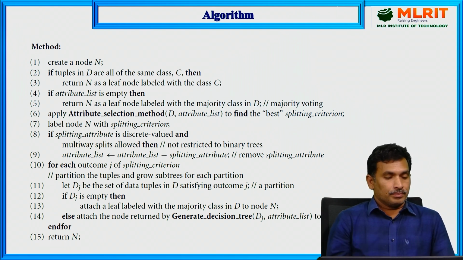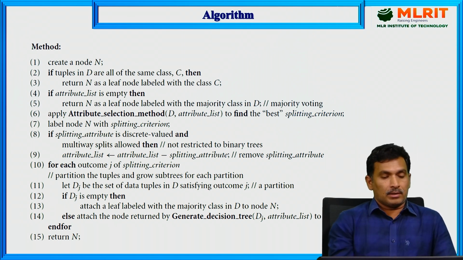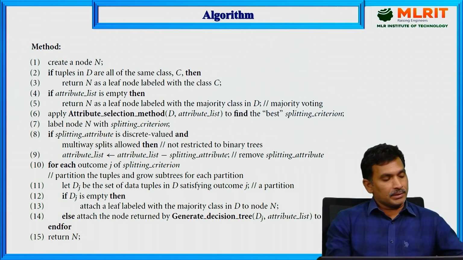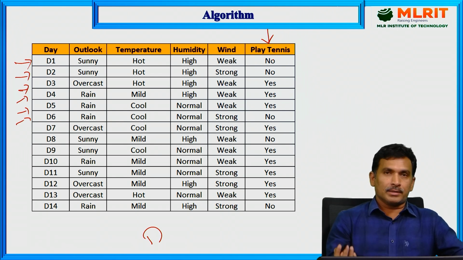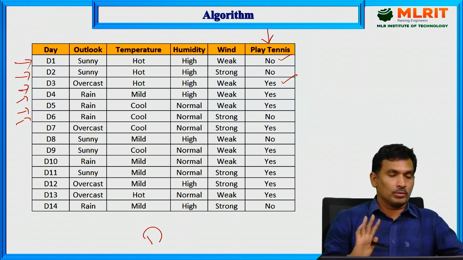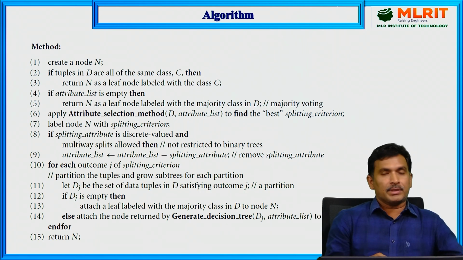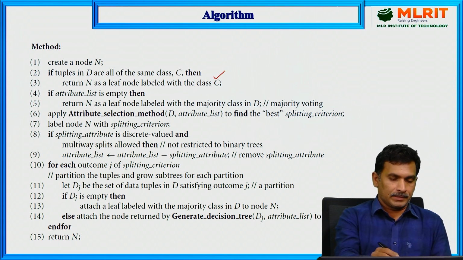Now let us quickly understand what we are going to do in each step. This is a detailed pseudocode of the decision tree construction algorithm. First we have to create a node. Second, if the tuples in D are all of the same class, like in this data set where the tuples belong to two classes, yes and no, let us say the class is C, then return n as a leaf node labeled with the class C.